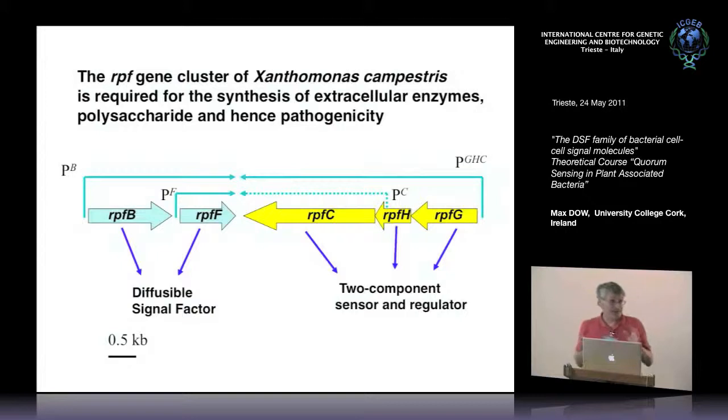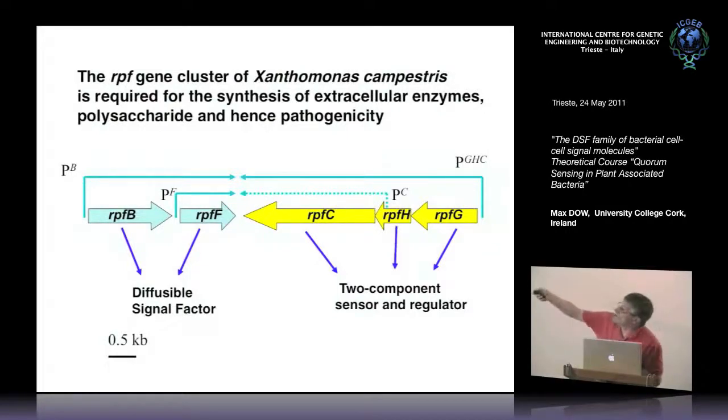Now, these are the RPF genes that are central to this cell-cell signaling system. We have RPFB and RPFF. RPFB is a long-chain fatty acyl-CoA ligase, and RPFF has some homology to enoyl-CoA hydratases. So they're both fatty acid-handling enzymes. The synthesis of this diffusible factor is entirely dependent on RPFF and partially dependent upon RPFB.